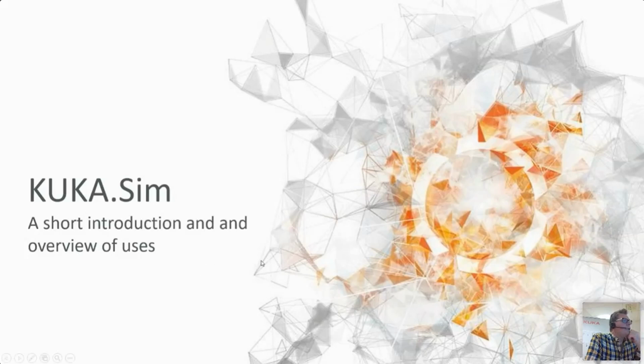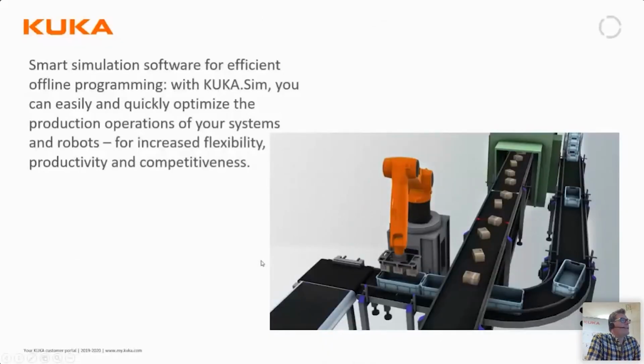The topic of today's webinar is KUKA.Sim, a simulation software where you can do offline programming and test your programs offline, and also optimize your operation of robots. This is how to ensure flexibility and productivity in the system. So you could do cycle time analysis and so on.